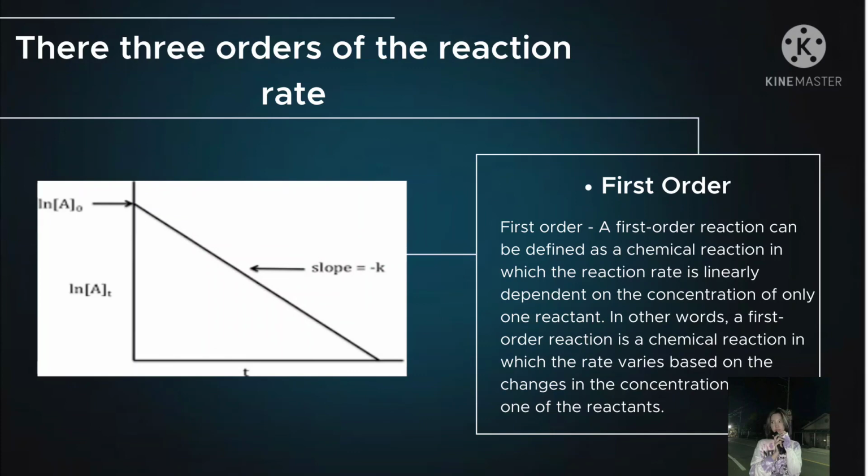Next is the first order. A first order reaction can be defined as a chemical reaction in which the reaction rate is linearly dependent on the concentration of only one reactant. In other words, a first order reaction is a chemical reaction in which the rate varies based on the changes in the concentration of only one of the reactants. As shown on the image, it is also the graph that will be shown.